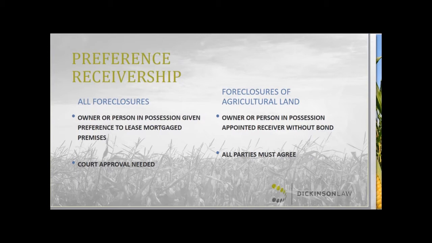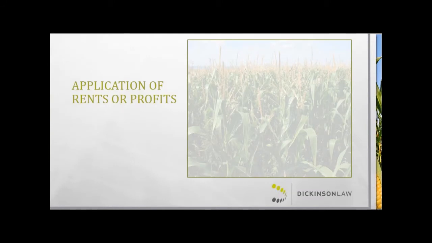In agricultural foreclosures, the preference is that if a receiver is appointed, if you have agricultural land, the owner or person in possession shall be appointed as receiver without bond, provided that all parties agree to the appointment. So there's a slight preference that it's required, it shall be appointed, and there's no bond that's required in that instance, which typically there would be a requirement for receiver bond.